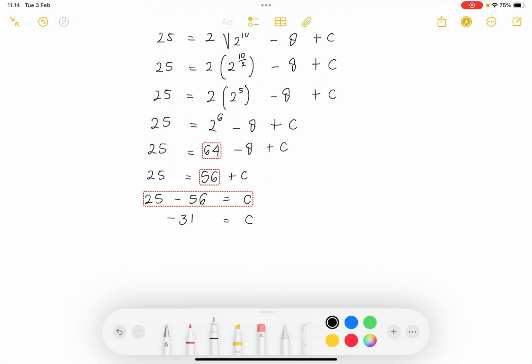So later, c is going to be minus 31. Finish.